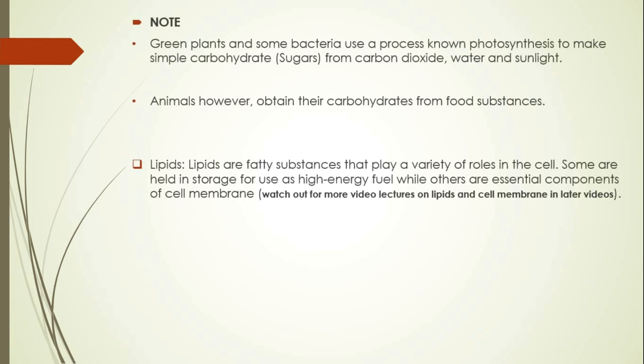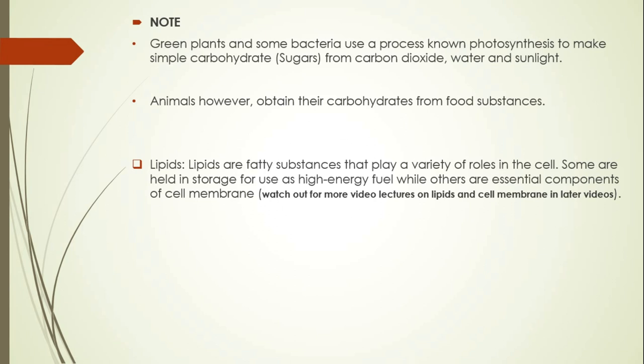Now, the question is, how are these carbohydrates produced in the body system, or how are they supplied to living organisms, to humans, for example, or to animals? Green plants and some bacteria use a process known as photosynthesis to produce simple carbohydrates from carbon dioxide, water, and sunlight. And animals in turn get their food from these green plants. When we talk about green plants or these bacteria, they have what we call chlorophyll.